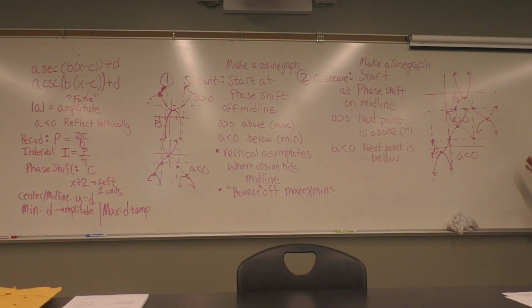But there you go. Like I said, in general, for secant and cosecant, you're going to make the 2 graphs that we've already talked about. You're going to add vertical asymptotes, and you will draw those portions of the graph that bounce off of the maxes and mins.